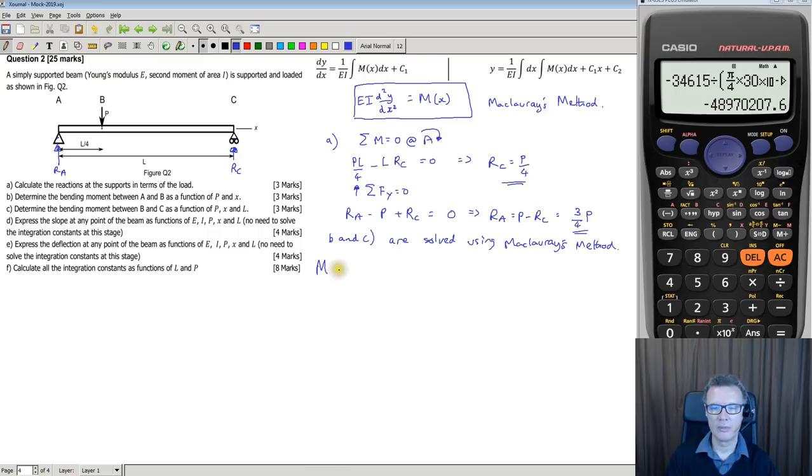So M is going to be, what you need to do for this is imagine that you're going to take moments just a little bit inside from the reaction here. So we're going to take a moment from this point here. So we're at distance x from there, and we're going to go around like that.